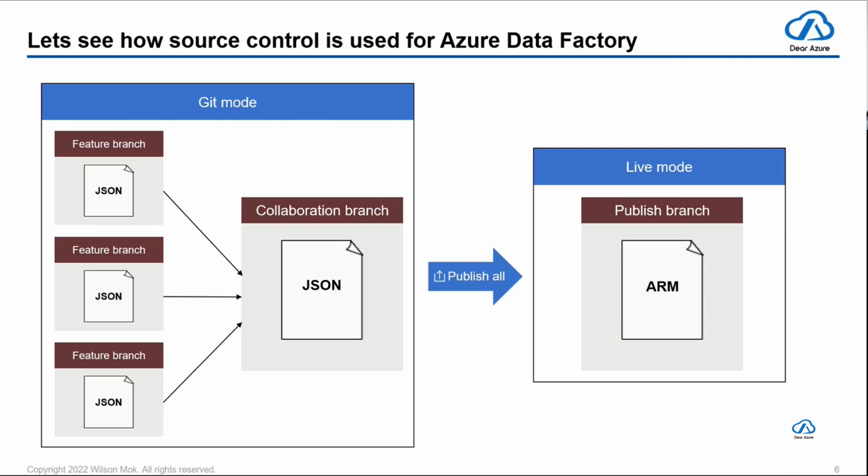After testing has been completed, we then need to publish this change by using the Publish All button in Azure Data Factory. What this does is convert all the data pipeline source code that we have, stored in JSON, into an ARM template, and then deploy it into the live mode of the Azure Data Factory. An ARM template provides the instructions for Azure to deploy its resources, including the data pipeline that we have.